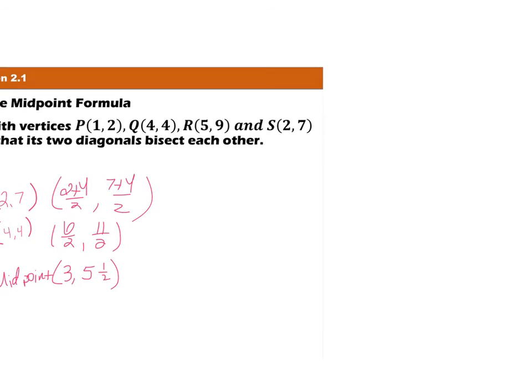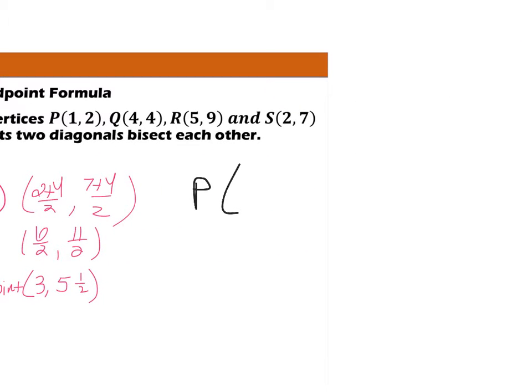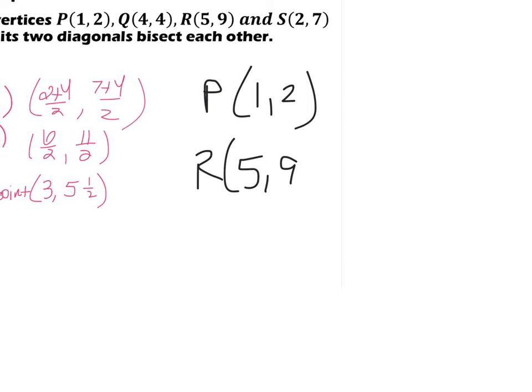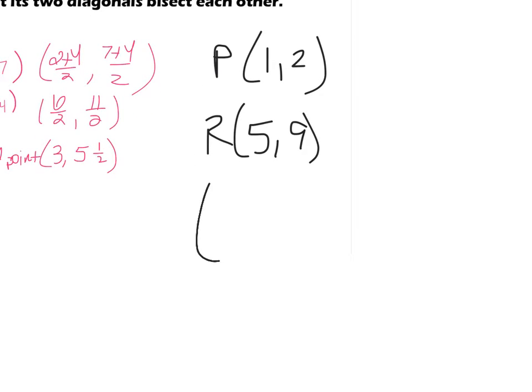P and R. So let's set that up the same exact way. Make sure I write everything down right, guys. P is 1, 2. And R is 5, 9. Agreed? Okay. So again, remind me, how do I find the midpoint? Add the X's and divide by 2. How do I find the midpoint for the Y? Add the Y's and divide by 2. So I have 1 plus 5 divided by 2, and 2 plus 9 divided by 2.